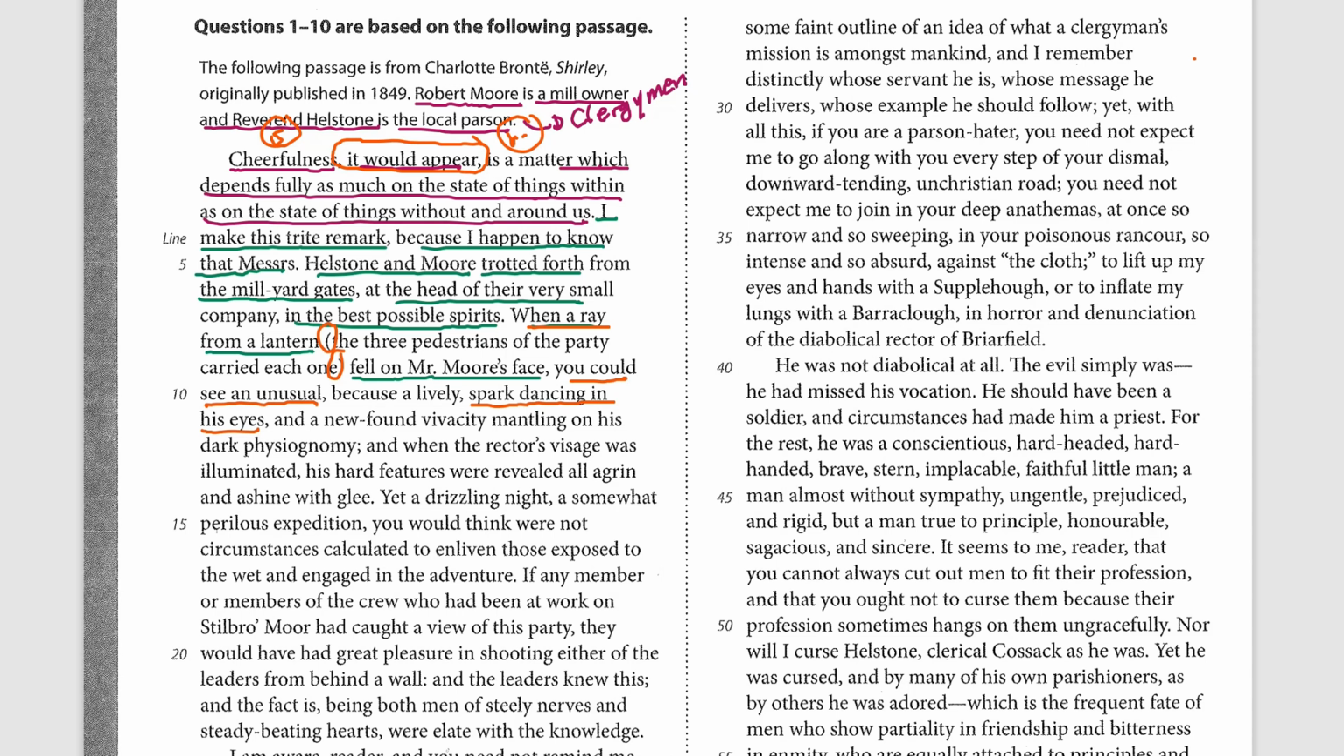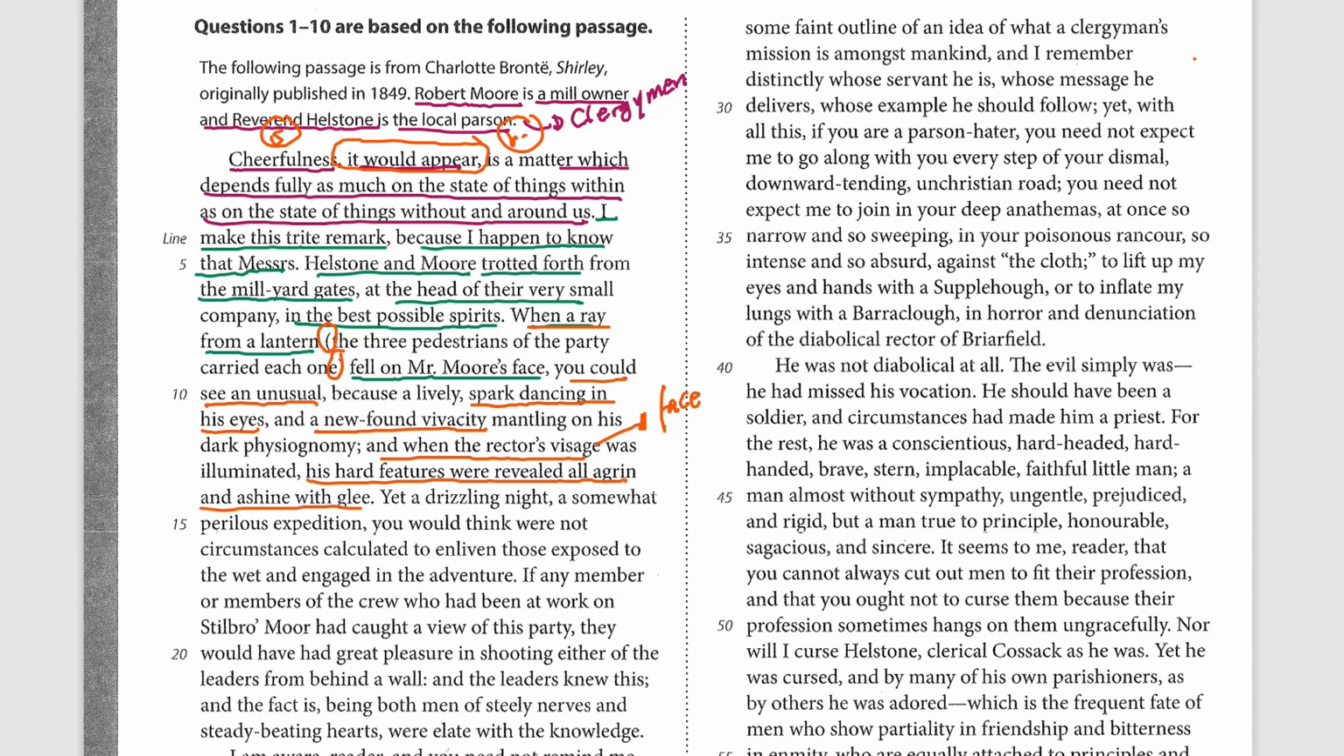And a newfound vivacity mantling on his dark physiognomy. Whatever. Vivacity means full of energy, full of life. I don't care that much. And when the rector's visage, meaning face, again was illuminated, and he's talking here about the local parson, the clergyman, we called him rector. Rector means head of something in the church. His hard features were revealed all a grin and a shine with glee.